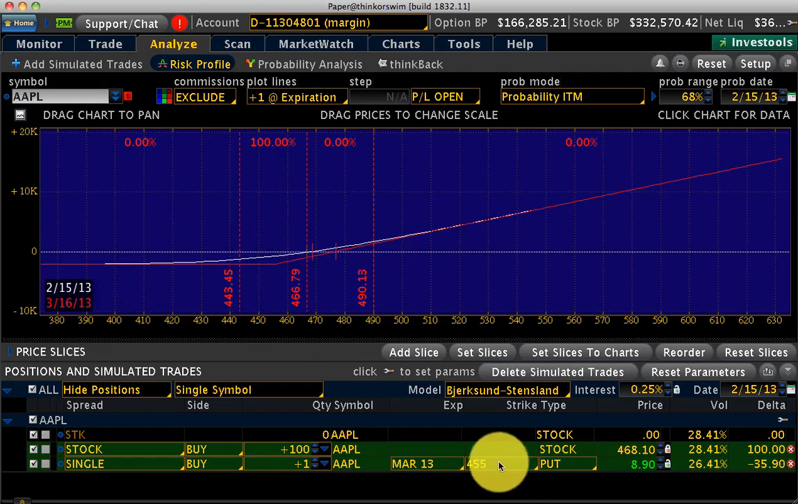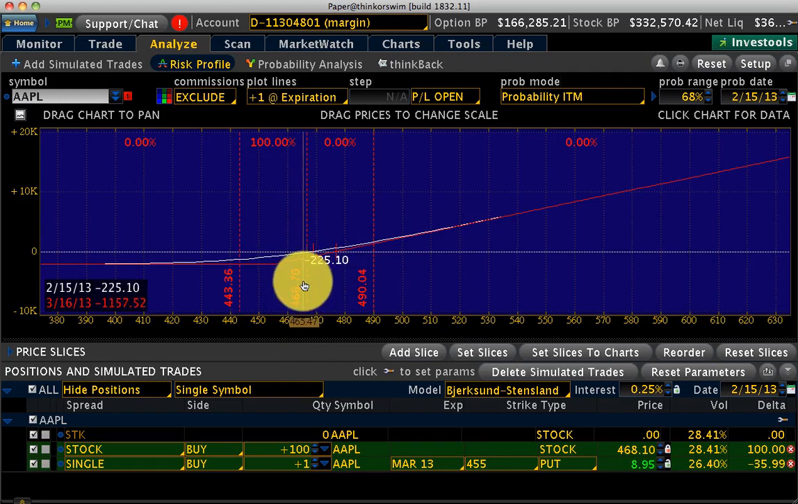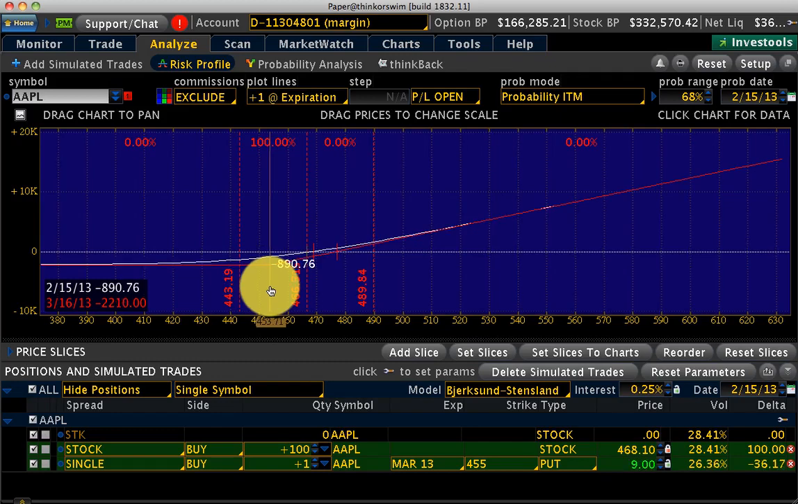Now you could do 460, you could do 465, you could do any number of strike prices, depends where you want the protection. And the choice of where you want the protection is going to impact the cost of that protection.